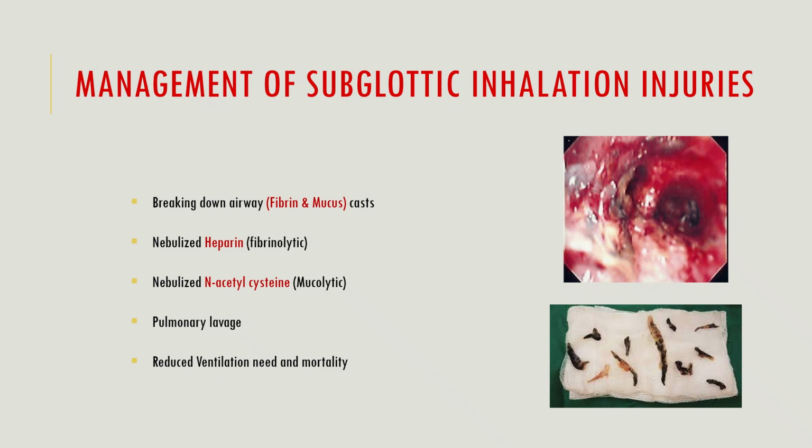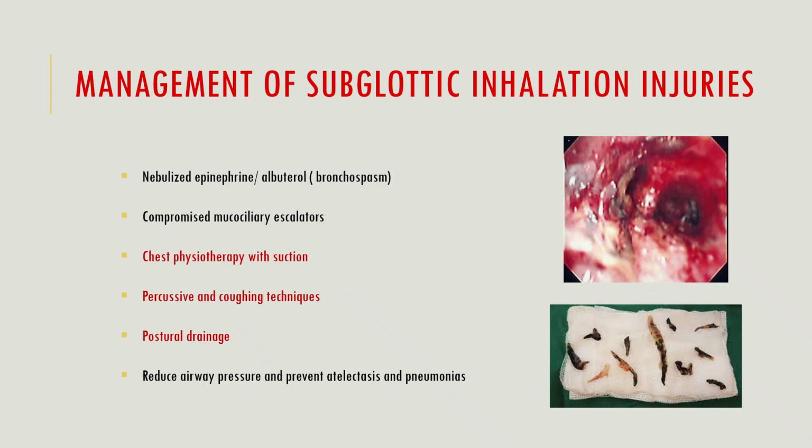These airway casts are primarily made up of fibrin and mucus, and you can enhance their breakdown and make them easier to remove by using nebulized heparin, which acts as a fibrinolytic, and also nebulized N-acetylcysteine, which acts as a mucolytic, and combine it with pulmonary lavage. All these modalities will act to reduce the ventilation requirement and also reduce the mortality.